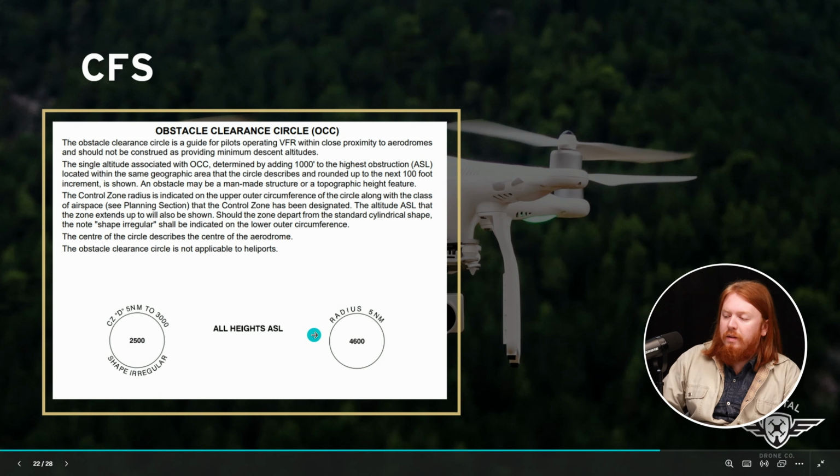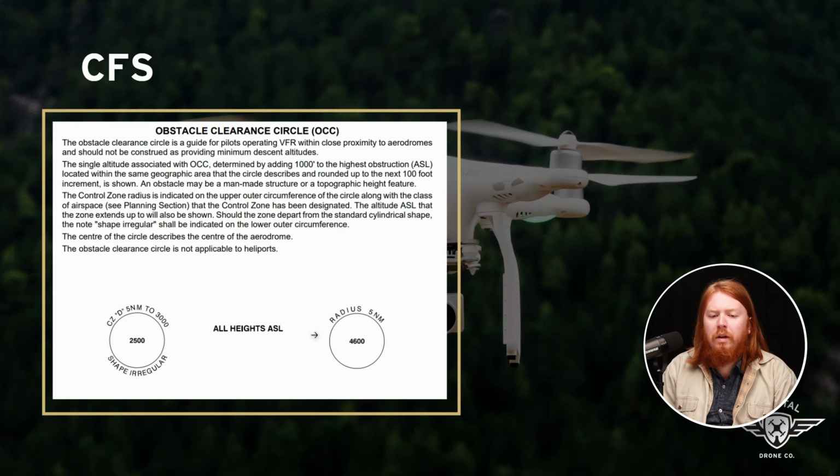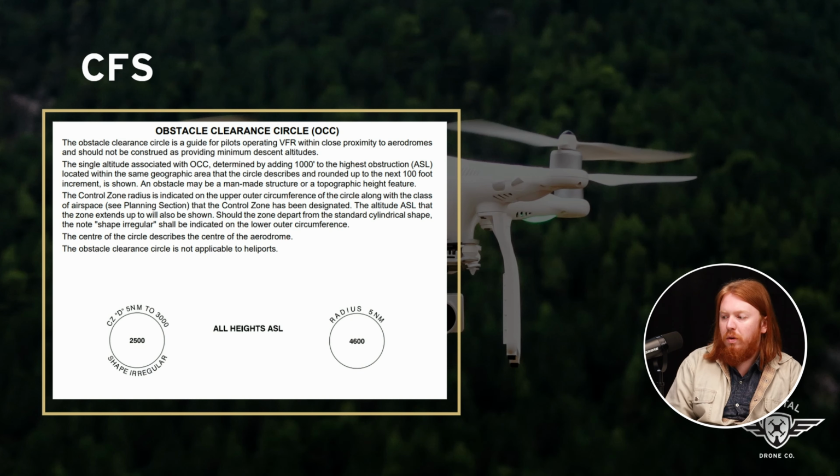So the one on the right is kind of the more simple one, the one that you'll probably see at uncontrolled airports. This one doesn't say the class of airspace that the airport is in. When it doesn't say the class of airspace, it is most likely a Class G airport. This radius tells you that within a radius of 5 nautical miles, the highest obstacle is 4,600 feet. It's actually 1,000 feet above the highest obstacle. So the highest obstacle is at 3,600 feet.